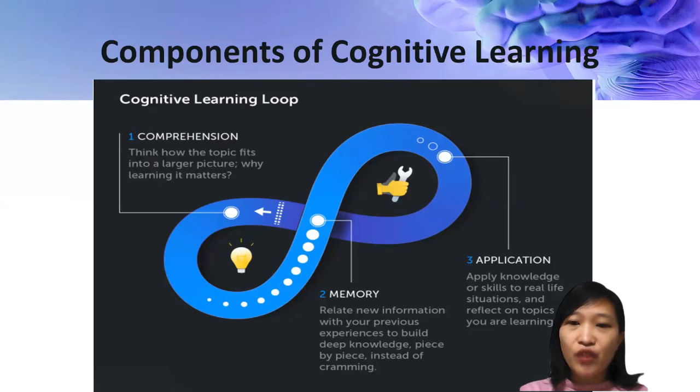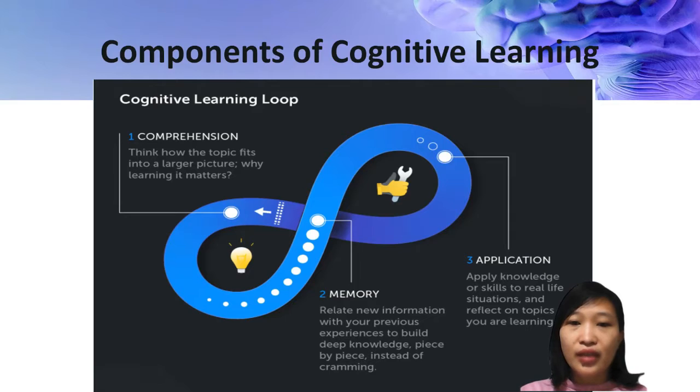Traditional learning mainly focuses on memorization instead of trying to achieve mastery in a particular subject. The following are fundamental aspects of cognitive learning. First, we have comprehension. For cognitive learning to be efficient and benefit you, you have to understand the reason why you are learning a specific subject in the first place.